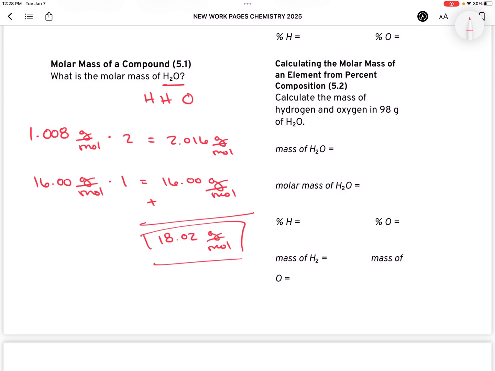In the next video, I'm going to teach you how to do conversions from grams to moles and moles to grams.